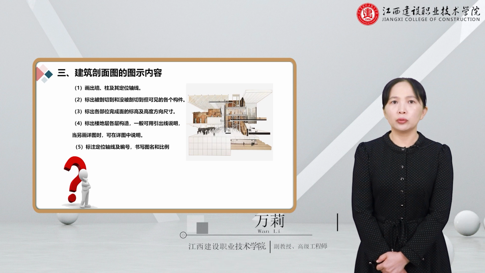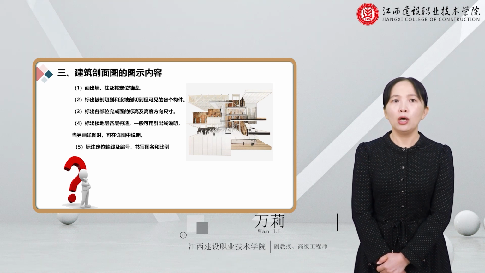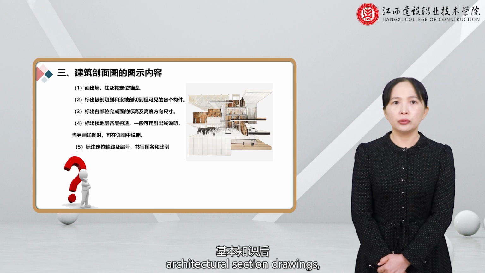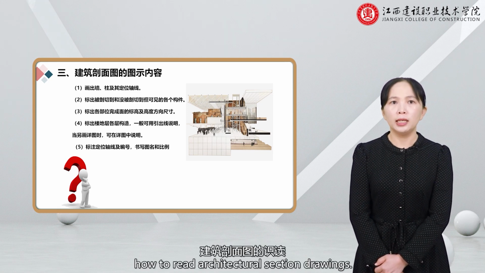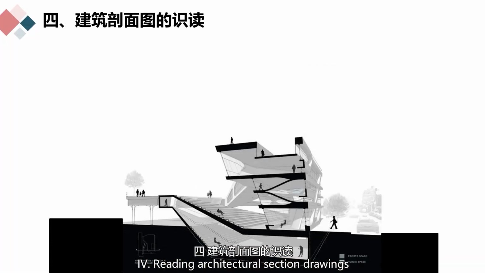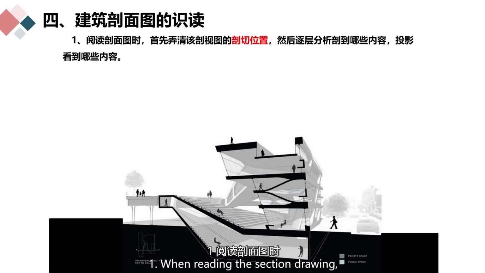After learning the basic knowledge of architectural section drawings, we start to learn how to read architectural section drawings. Fourth, reading architectural section drawings. First, when reading the section drawing, first clarify the cutting position of the section view, and then analyze layer by layer what content is cut through and what content is projected to be seen.